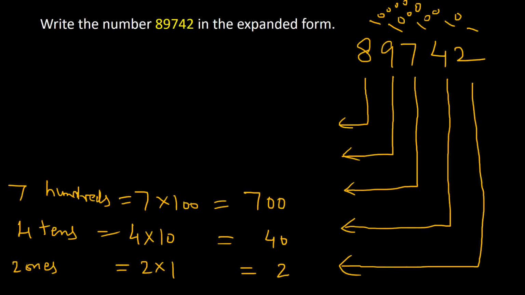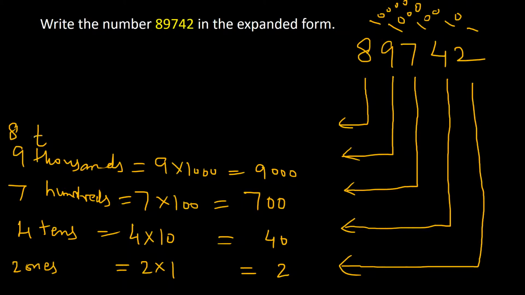The next digit is 9, occupying the position of thousands. So we can write it as 9 thousands, which can be written as 9 into 1000, which can again be written as 9,000. The last digit is 8, occupying the position of 10,000s. So I can write it as 8 10,000s. This can also be written as 8 into 10,000, which can then be written as 80,000, because when you multiply 8 by 10,000 you get 80,000.